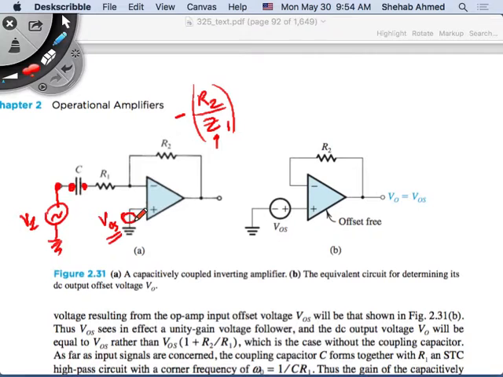This offset voltage, I would like to see what is the effect of this offset voltage on the output. Correct? So we saw that for the non-inverting, the offset voltage was being amplified. Correct? How about for the inverting amplifier? So if we didn't add the DC voltage here?